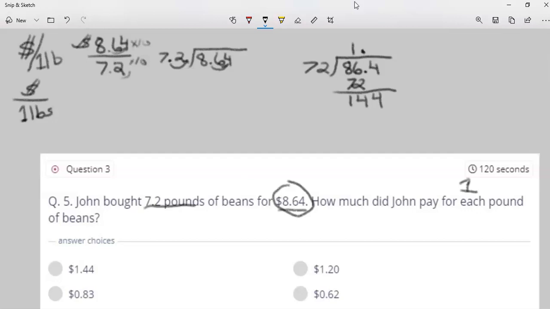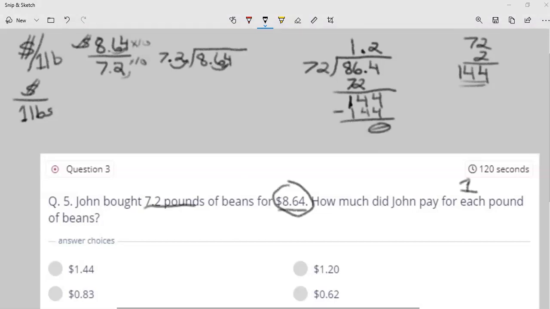Will 72 go into 144? So we ask ourselves, 72 times what number would come close to 144? Well, we know it'll definitely go in there 1 time, but maybe more. Let's try 2 times. Let's just go over here and do some long multiplication. 72 times 2. Tell me what 2 times 2 is. Yes, 4. 7 times 2? Oh, I'm starting to like this. 14. Look at that. Goes in evenly 2 times. 72 times 2, 144. And so then our answer is 1.2.